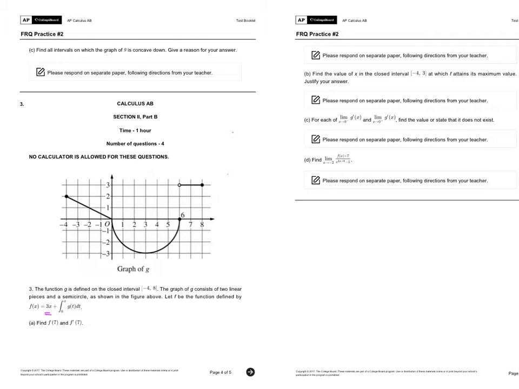So for f of 7, I would do f of 7 is equal to 3 times 7 plus the integral from 0 to 7 of g of t. I'm kind of showing my work. This again is the graph of g. So that would be 21 plus the integral from 0 to 7. I can break the integral up from 0 to 6 and then 6 to 7. So the integral from 0 to 6 is going to be a semicircle with a radius.